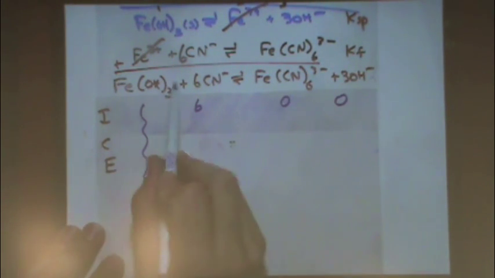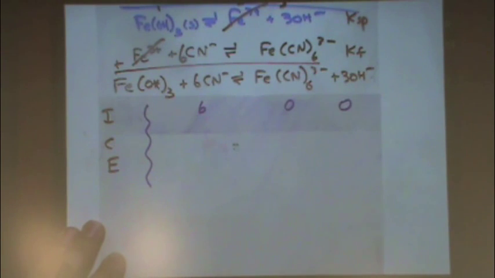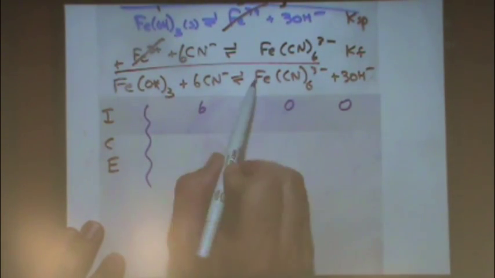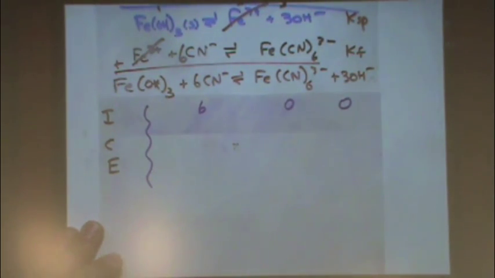The stoichiometry does not happen in the I line. And so these coefficients do not affect it. Okay, so the coefficients do not affect the I line at all. Whatever number you're given goes in as is. The C line, totally different. The C line is affected by the coefficients.